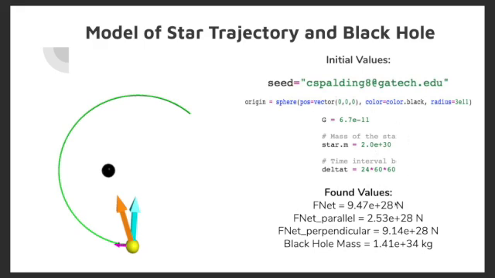Some of the values that we have found are the Fnet, which is 9.47 times 10 to the 28th newtons, F parallel as 2.353 times 10 to the 20 newtons, Fnet perpendicular, which is 9.14 times 10 to the 28 newtons, and the mass of the black hole at 1.41 times 10 to the 34th, at the start of the initial motion of the star.